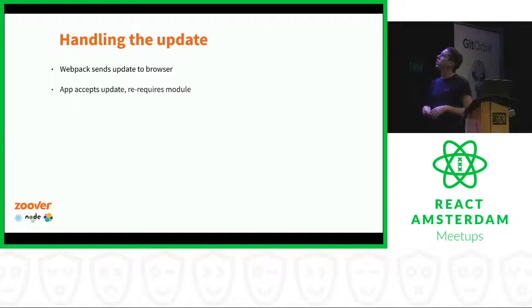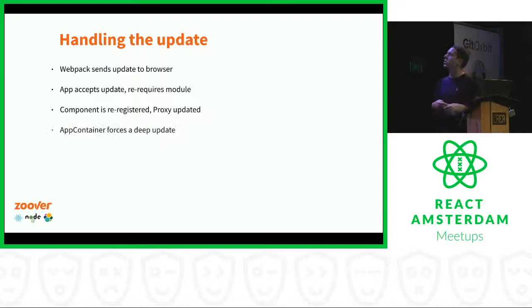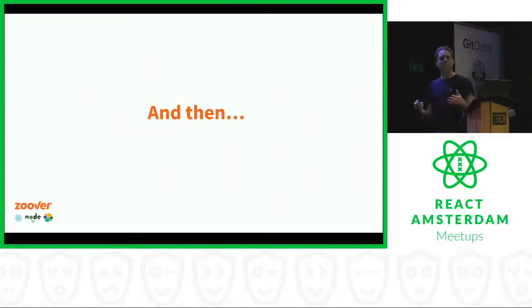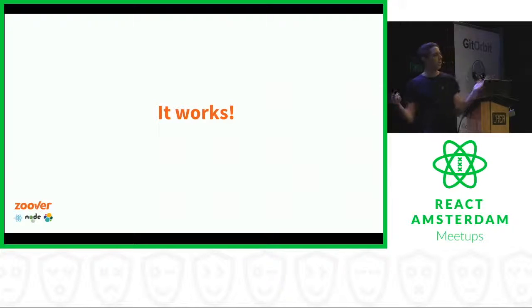And as far as handling the update, first off, Webpack will send that update to the browser. The app will accept that update. It will re-require the module to make sure that the module is executed and the component is re-registered. And when the component is re-registered, the proxy component will be updated with the new version. The next time the application is rendered, which is something that AppContainer takes care of, we will render the new version of the component. And then it works. It's magic.